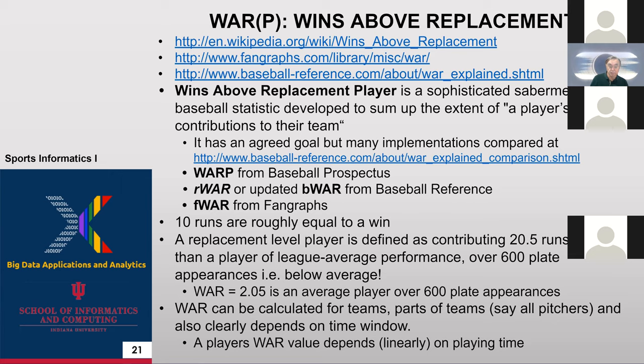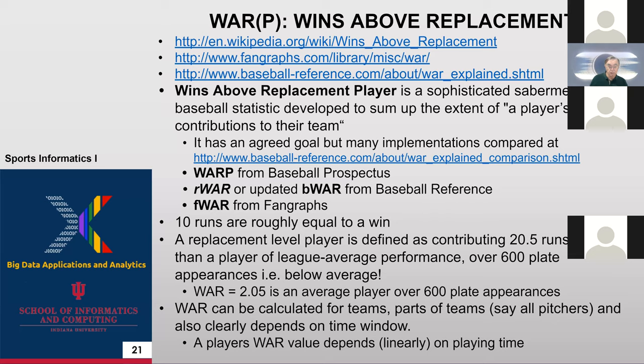So they have an average player, the person who's paid a lot of money to play in baseball, because baseball salaries are pretty high. They would have wins above replacement of 2.05. And that means they would actually tend to score 20.5 more runs over 600 plate appearances than the so-called replacement player.